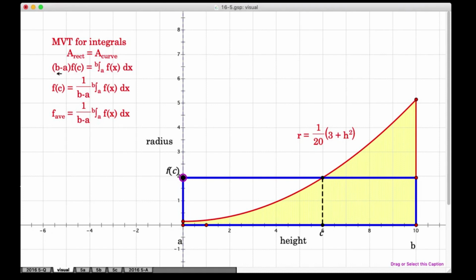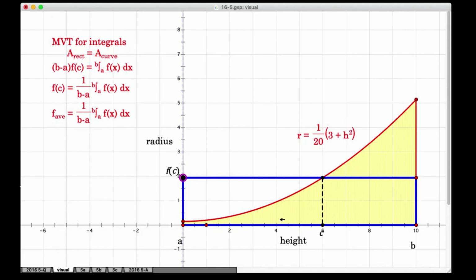Now, if I divide both sides by b minus a, I get f(c) is equal to 1 over (b - a) times the definite integral from a to b of the function. And we call this f(c) f average. So f average basically is the average height.